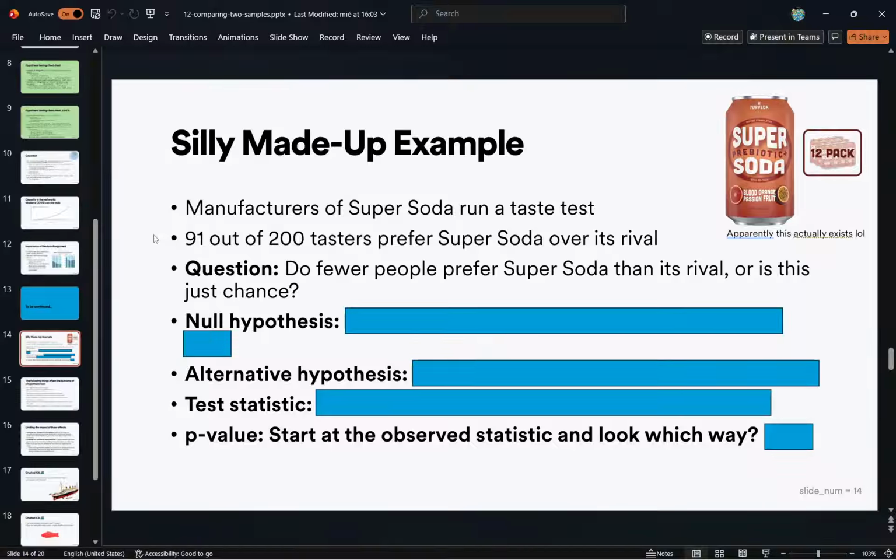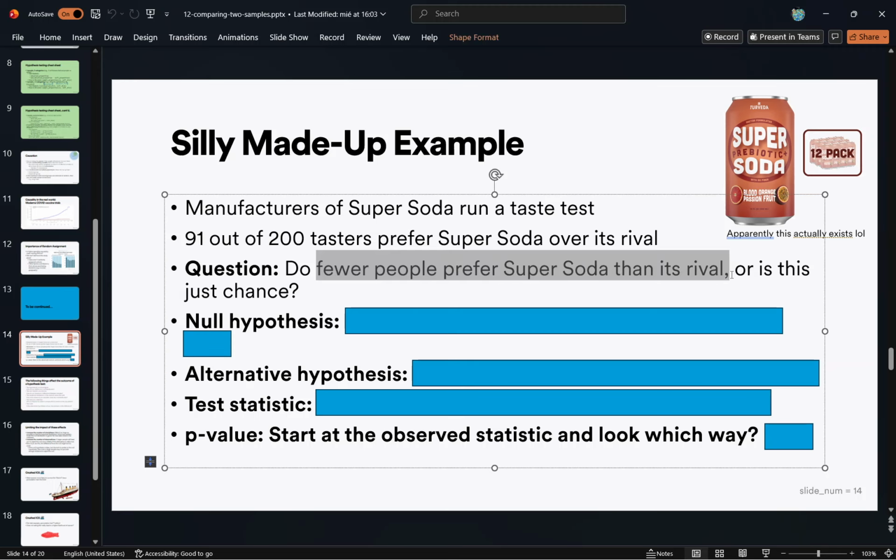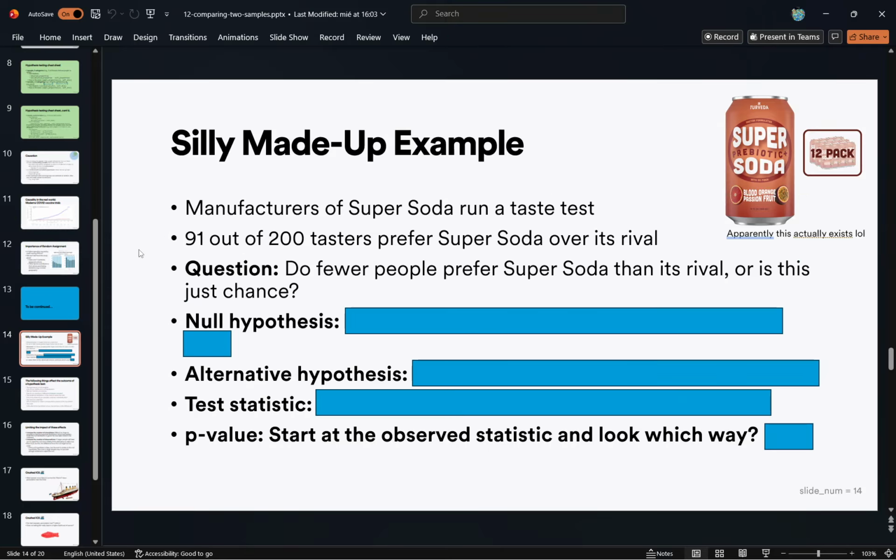So the question for the people at Super Soda is, do fewer people really like Super Soda than the rival? Is the rival really better? Or is this 91 out of 200 just chance, right? Is it like a coin flip, whether this person that we were surveying was going to prefer it or not? Because if that was true, then maybe we could see something like this. If you flip 200 coins, it's possible that you'll get 91 heads. You expect to see about 100 heads, but if it really was 50-50, sometimes you would see 91, maybe. And so that's our question.